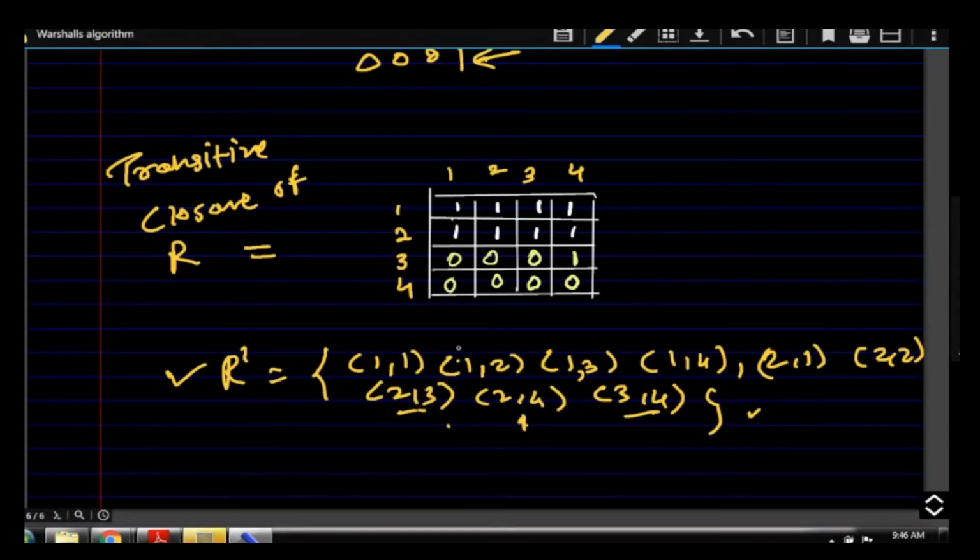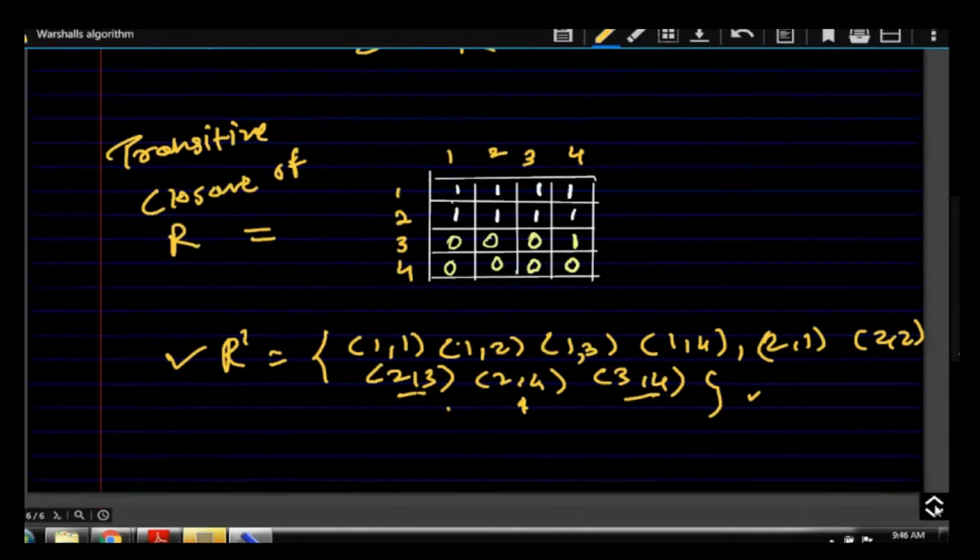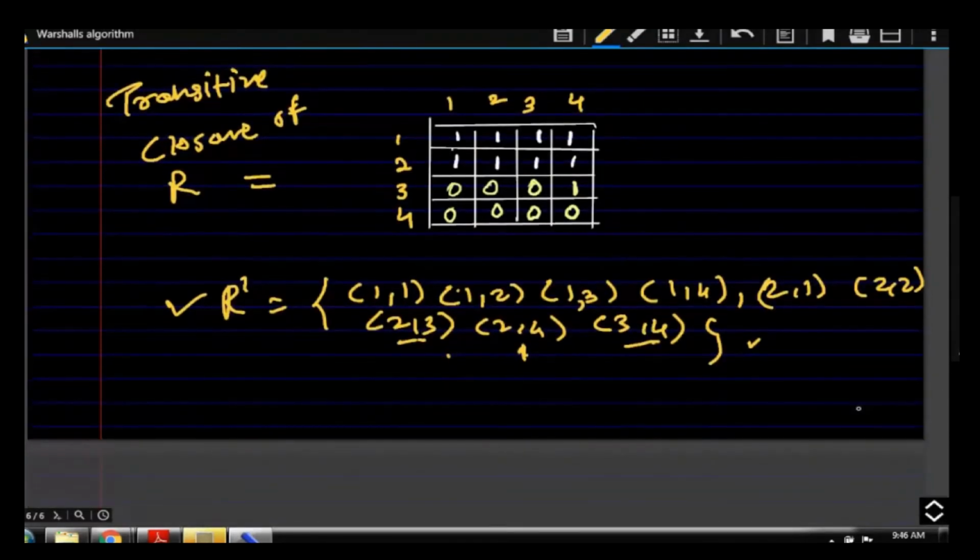So this is an important topic, Warshall's algorithm. Questions will be asked in the examination. So I will share this notes file with you so that you can write the answers for it. So shall I take one more example?